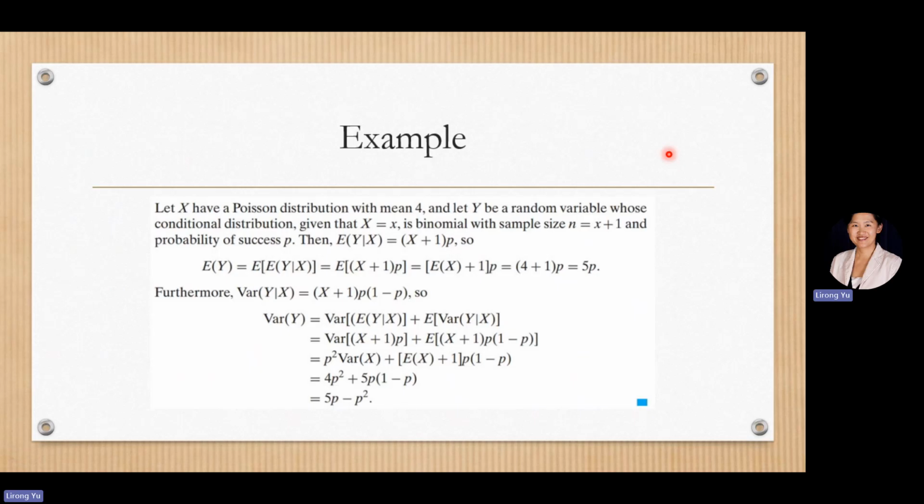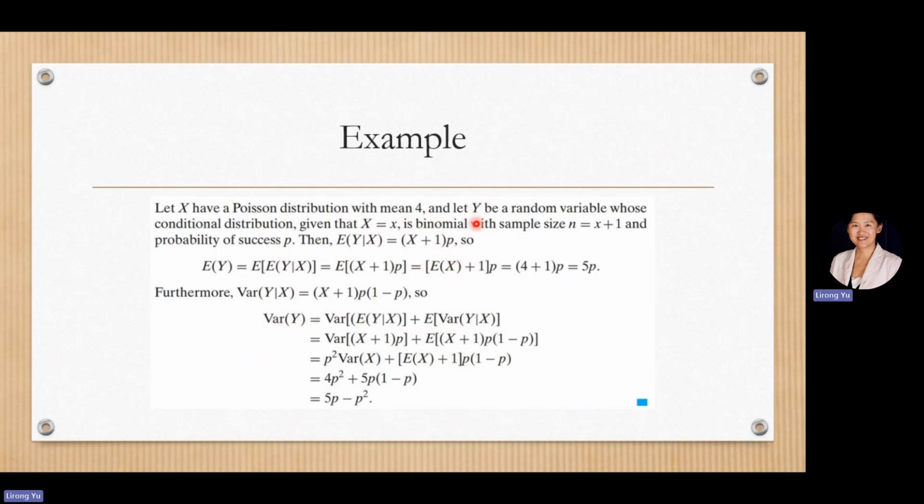So Y is a binomial distribution, but the sample size depends on X, and the probability is constant, equal to the number p. In this case, finding the variance for Y is kind of difficult because Y is not a standalone distribution. Y depends on the X variable, right? So we have a lot of information about the conditional behavior of Y. It doesn't have a distribution or a property of Y on its own. So if we want to find the variance for Y, we actually have to look at the conditional distribution.